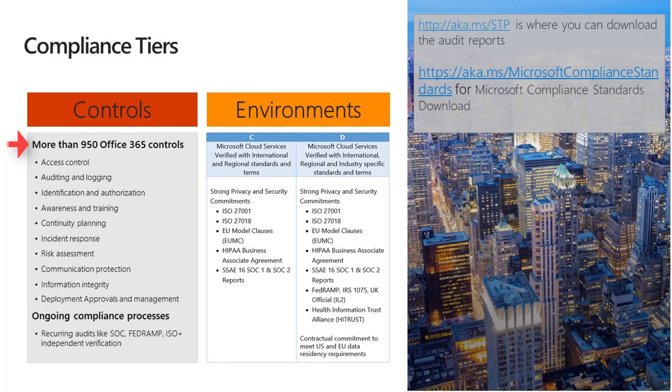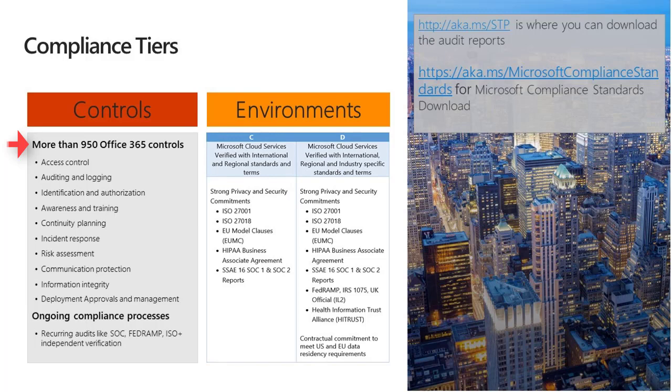How is risk assessed? Communication protection is what ensures that the communication happening between multiple people is protected and secure. Information integrity is that it's actually stored correctly and can be retrieved correctly. It's not corrupted in the process. Deployment approvals and management is an interesting one.